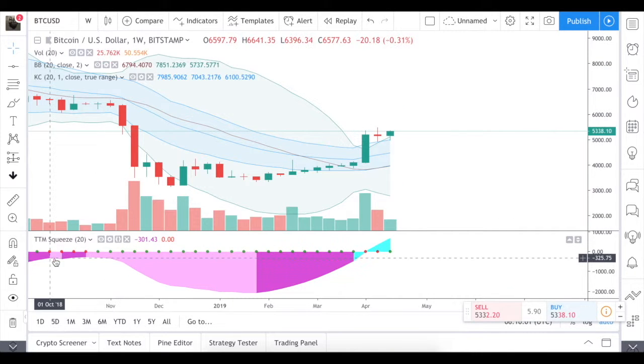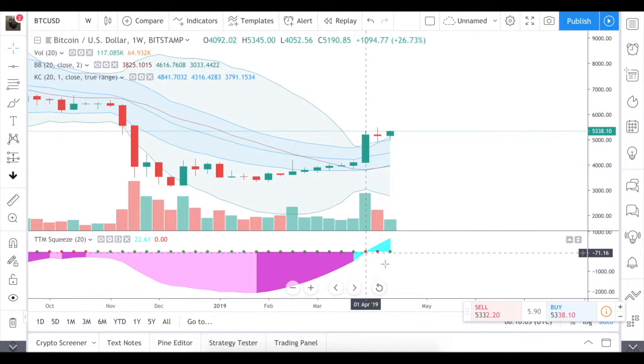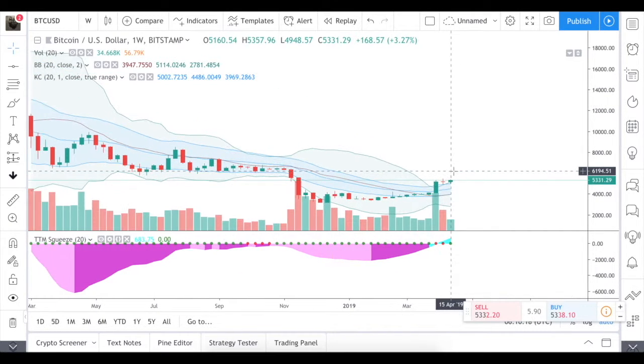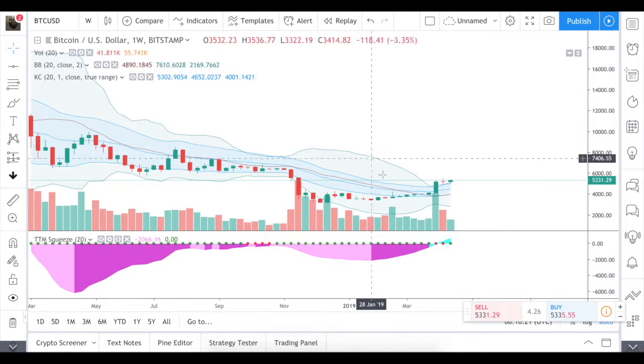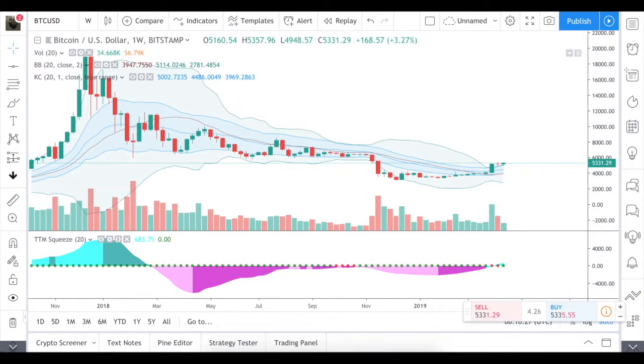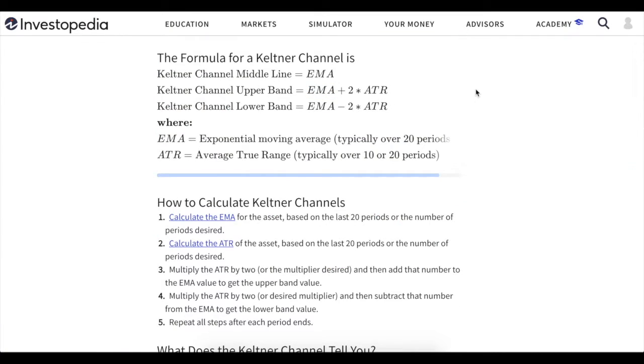The first indicator is TTM Squeeze, and TTM Squeeze is obtained from the ratio between the Bollinger Bands and Keltner channels. You're probably familiar with the Bollinger Bands, and Keltner channels is a volatility indicator which is obtained from the exponential moving average, and the upper and lower bands are calculated from the exponential moving average and twice the average true range value.